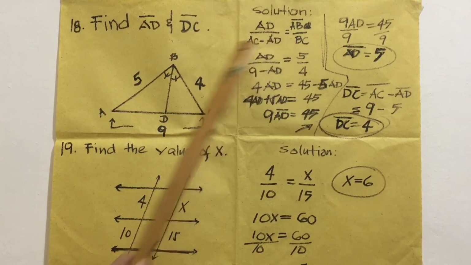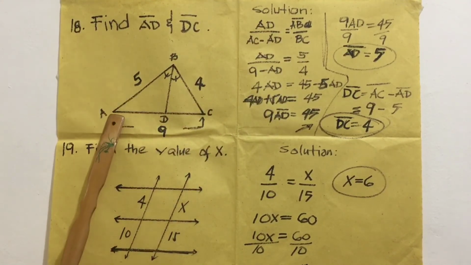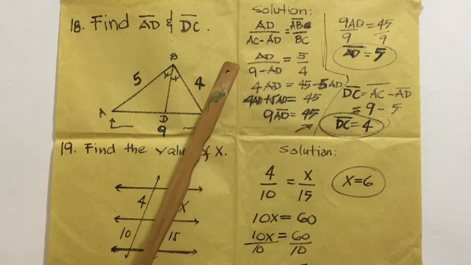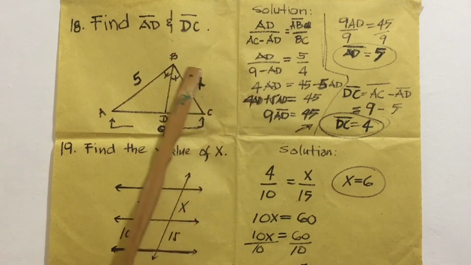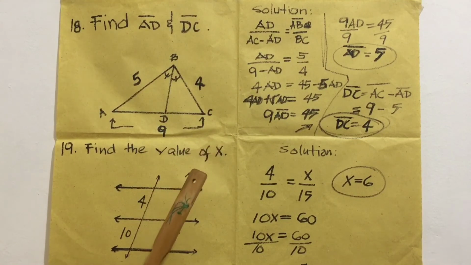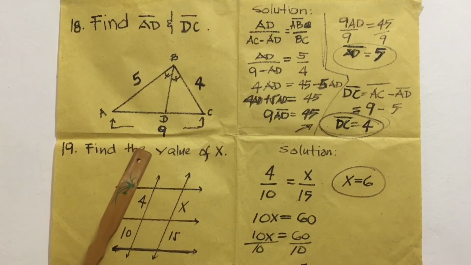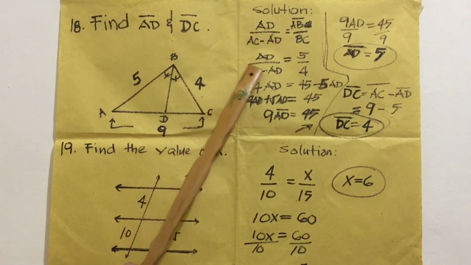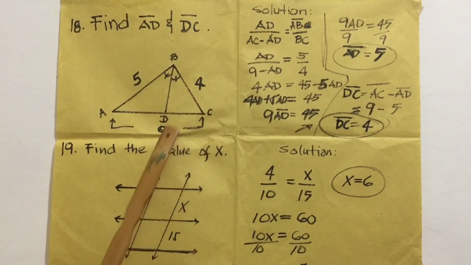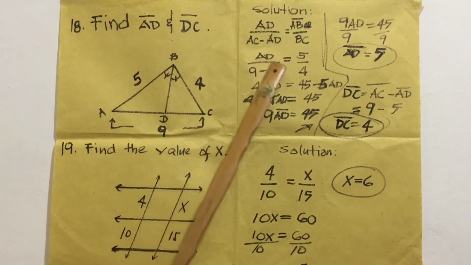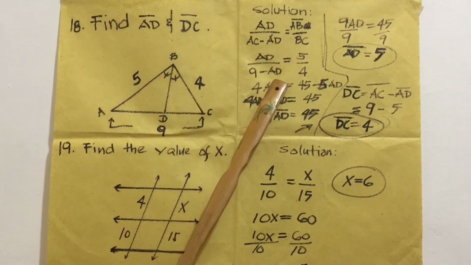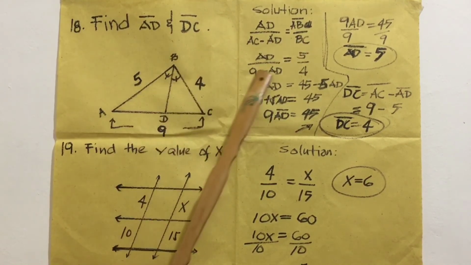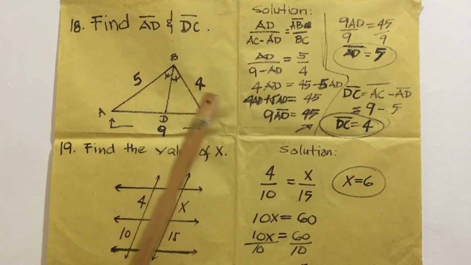So AD over AC minus AD equals segment AB over segment BC. Ganyan ang paggawa ng proportion. And the next step is substitution. AD, wala, just copy. Equals, what is the value of AC? 9, from here up to this point. Then minus AD, wala pa rin, so just copy the segment AD. Equals segment AB, so here 5. And segment BC, we have 4.